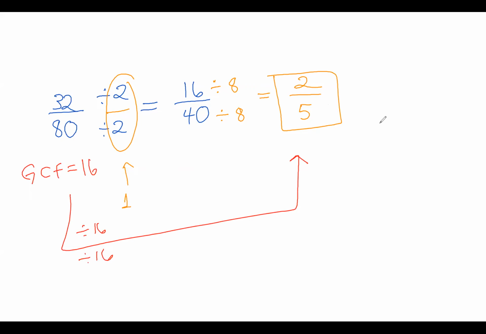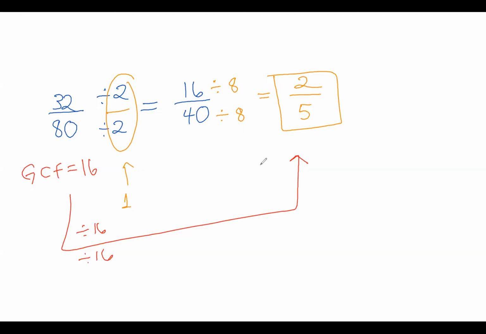If you'd like to write out all the factors like I did before, that's great. If you're more used to just this kind of dividing process, that's fine as well. But again, we'll continue to practice reducing. So my final answer here is 2/5. The greatest common factor between 32 and 80 turns out to be 16.